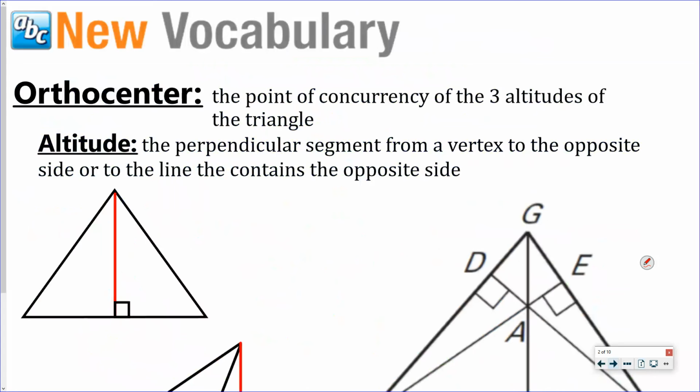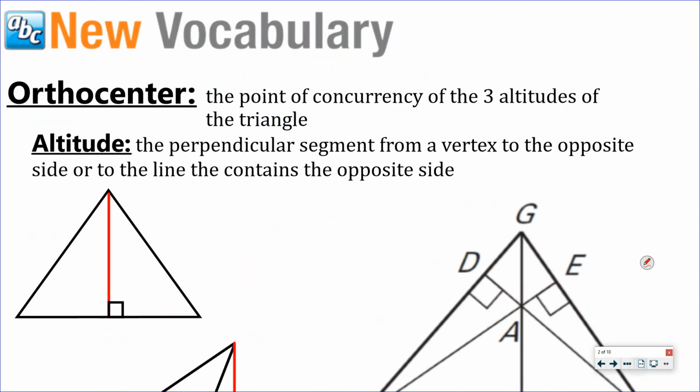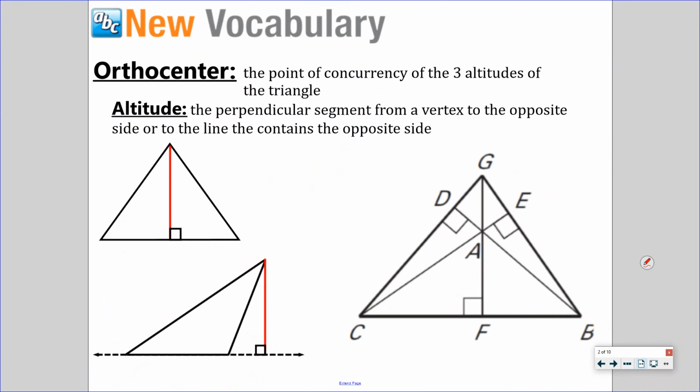All right. The first one I have for you, one of our new vocab words for today, is an orthocenter. Orthocenter. It is the point of concurrency of the three altitudes of the triangle. If you don't know what an altitude is, here's what it is. It's a perpendicular segment from a vertex to the opposite side or to the line that contains the opposite side.